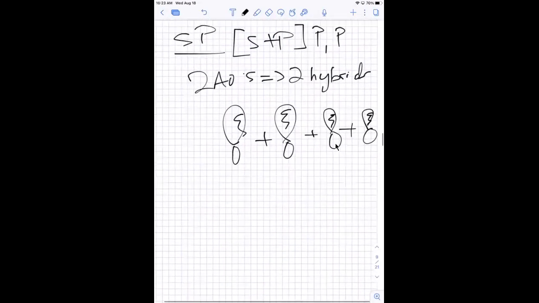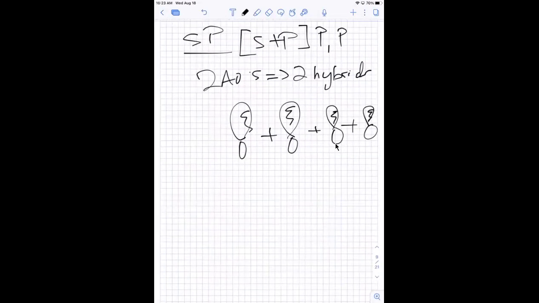So with the sp, do you see that? We took one S and one of the three P's. So that's two atomic orbitals. When we add those together, we're going to get two hybrids. And then the other two P's, Py and Pz, they don't get hybridized. So they're still in their original state.